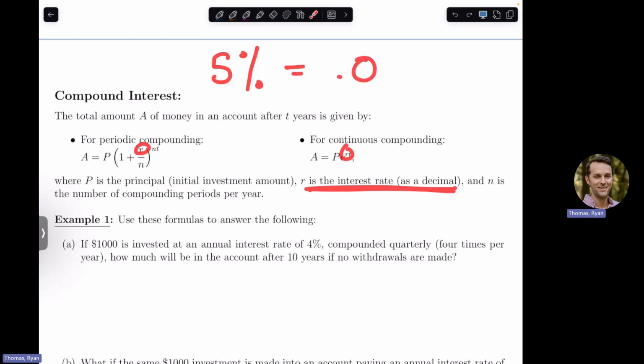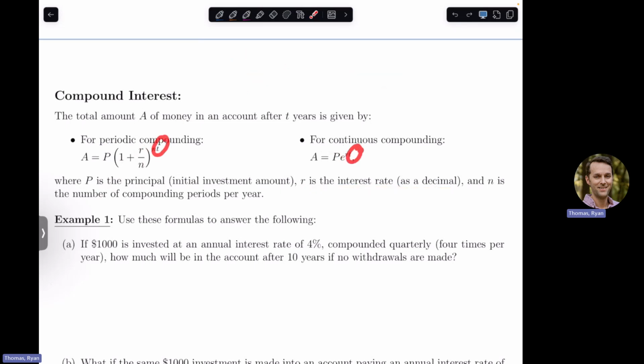So 5% would be 0.05. Typically, we're going to have to do that conversion for ourselves because, again, they're always stated as a percentage, but you use a decimal for the math part. T is time in years.